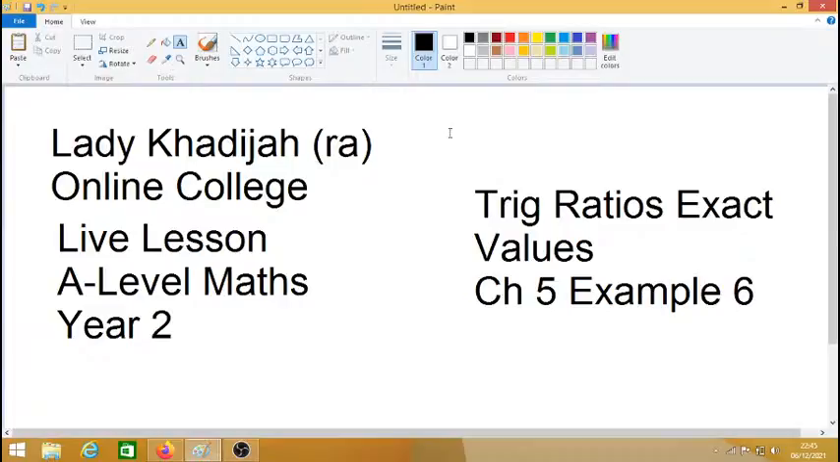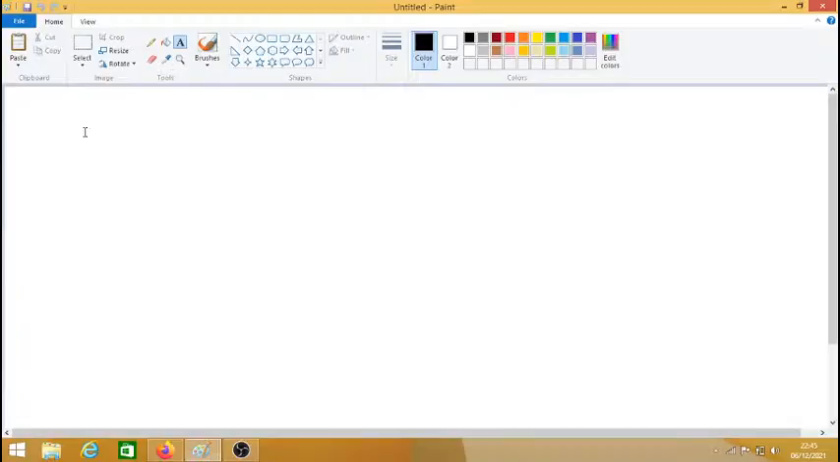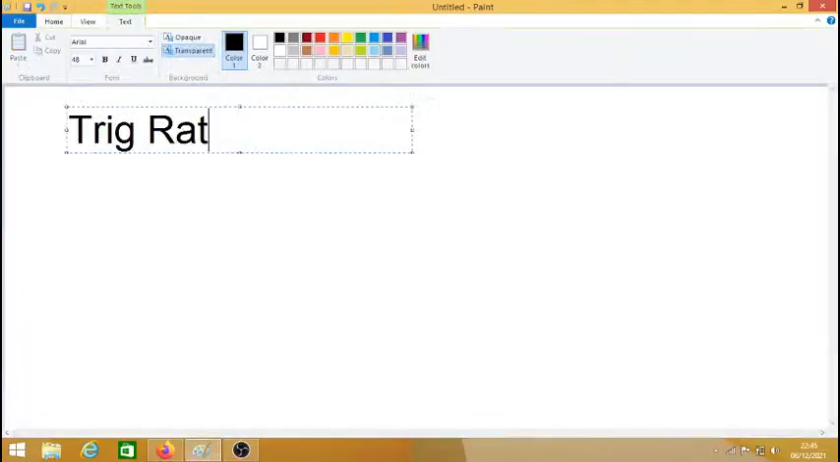Live lesson A-Level Maths Year 2, Trig Ratios, Exact Values. If you're following through the book, then it's Chapter 5, Example 6. Okay, Bismillah ar-Rahman ar-Rahim. In the name of God, the most gracious, the most merciful. Today's topic is trig ratios and some exact values.